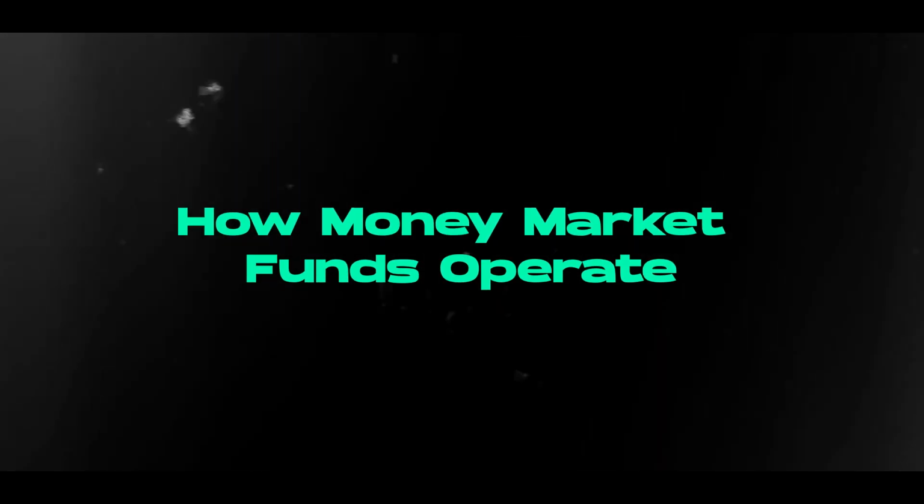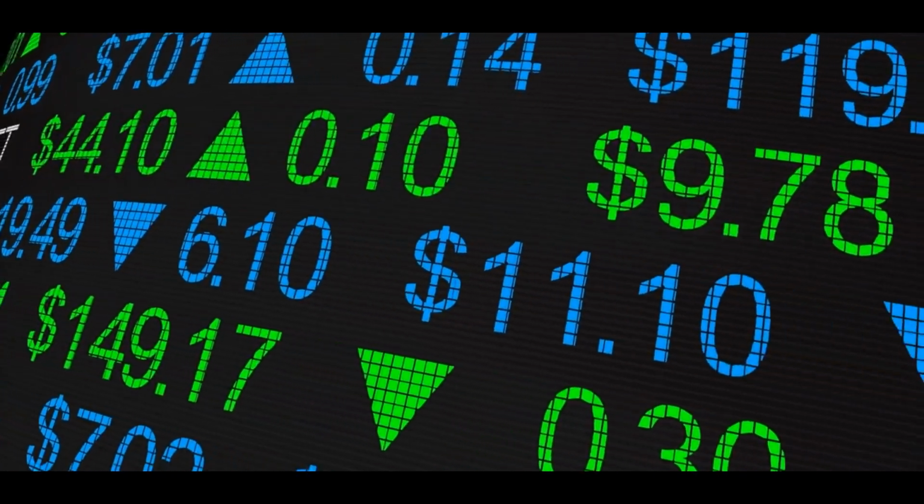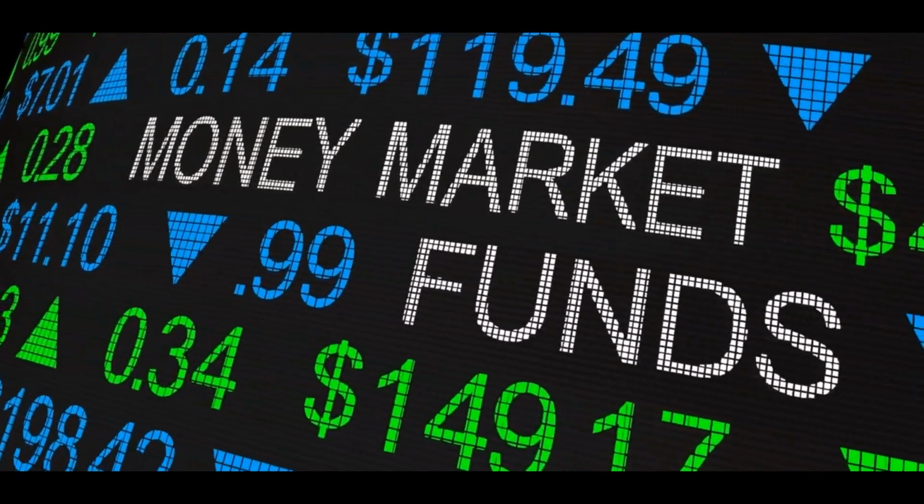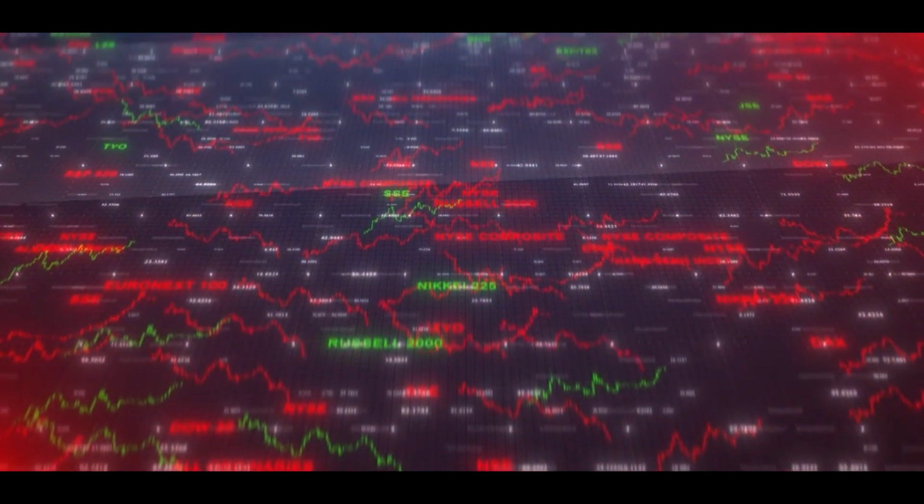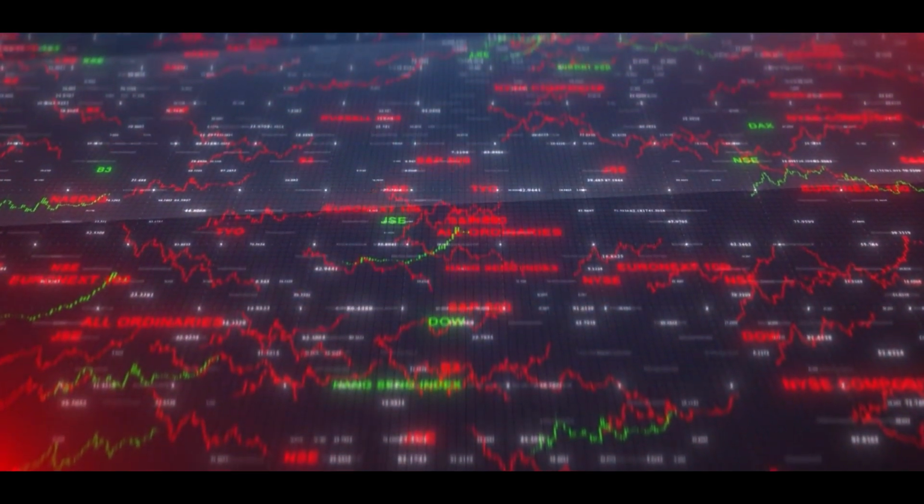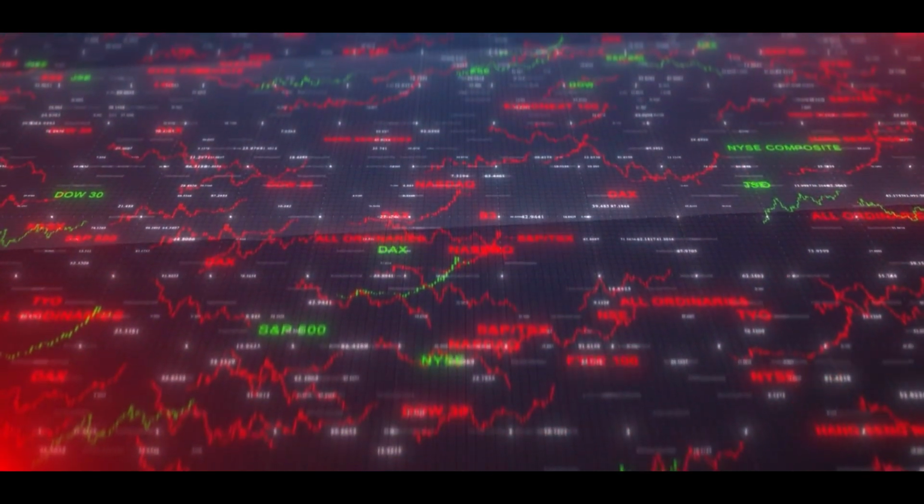How money market funds operate. Money market funds function much like a standard mutual fund. They issue redeemable shares or units to investors and are obliged to adhere to regulatory guidelines, such as those established by the U.S. Securities and Exchange Commission.